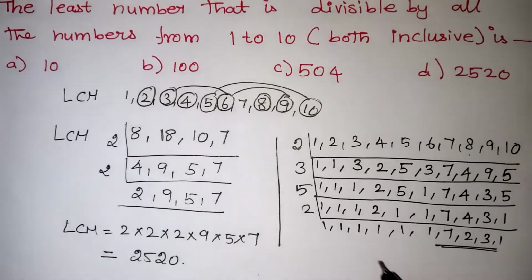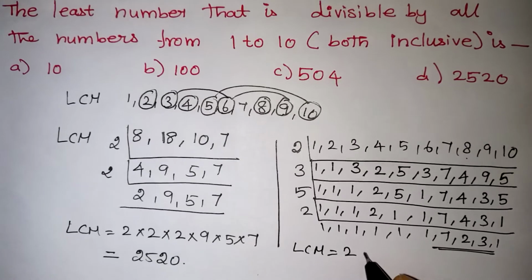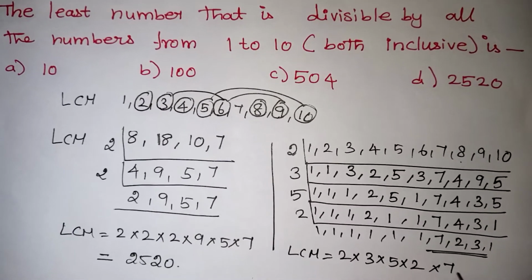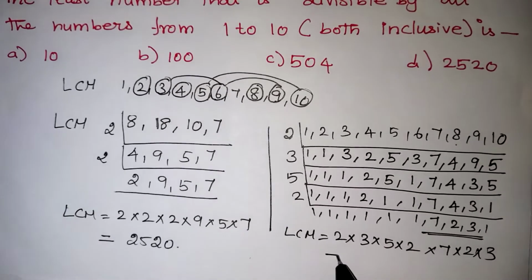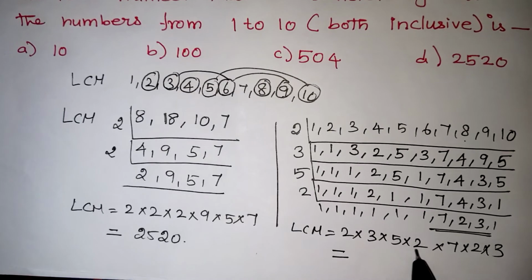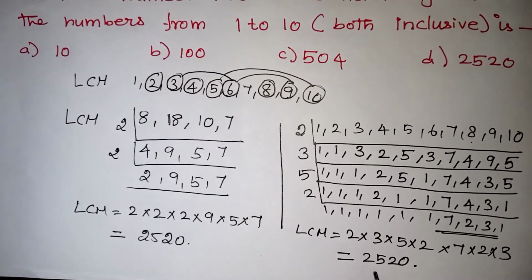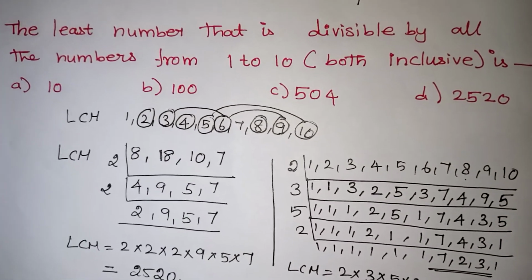So instead of taking, we can multiply all these numbers now. So the LCM is equal to, here we are getting 2 into 3 into 5 into 2. Here we are getting 7 into 2 into 3. All these numbers should be taken together, then multiplied. If you are multiplying all these numbers also, you will be reaching 2520 only. Anyway, that is the number. 2520 is the least number which is divisible by 1 to 10. You can keep that in your mind.